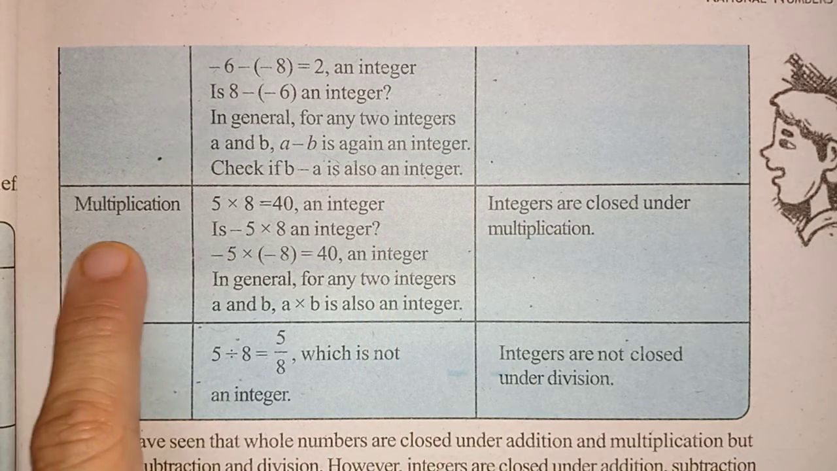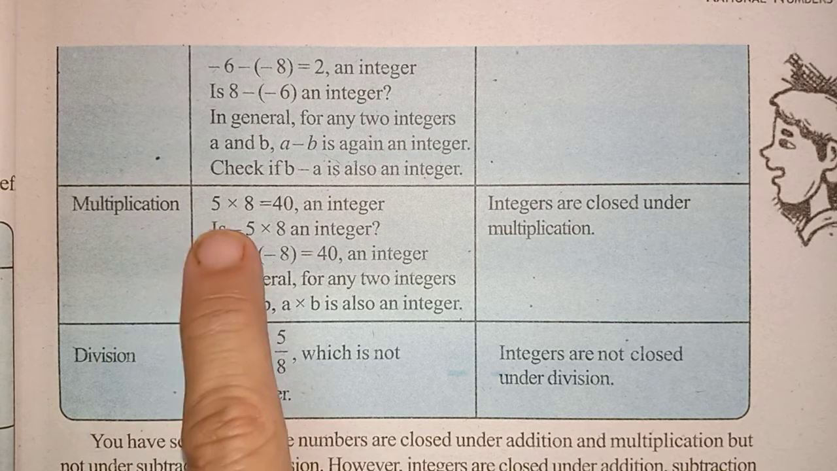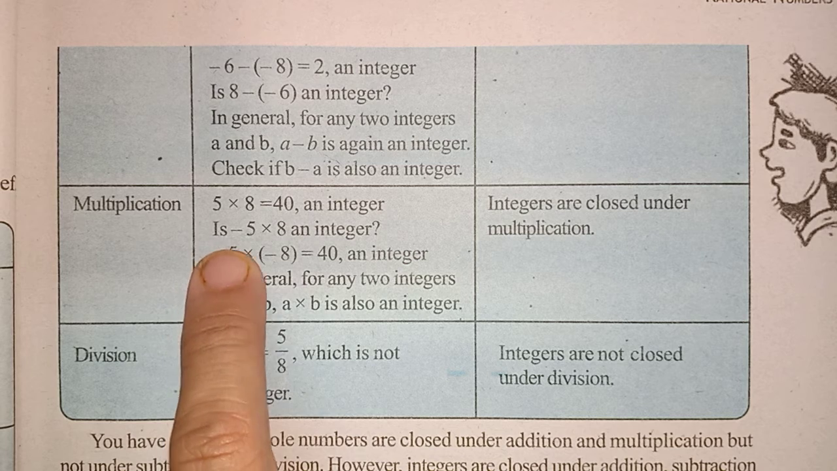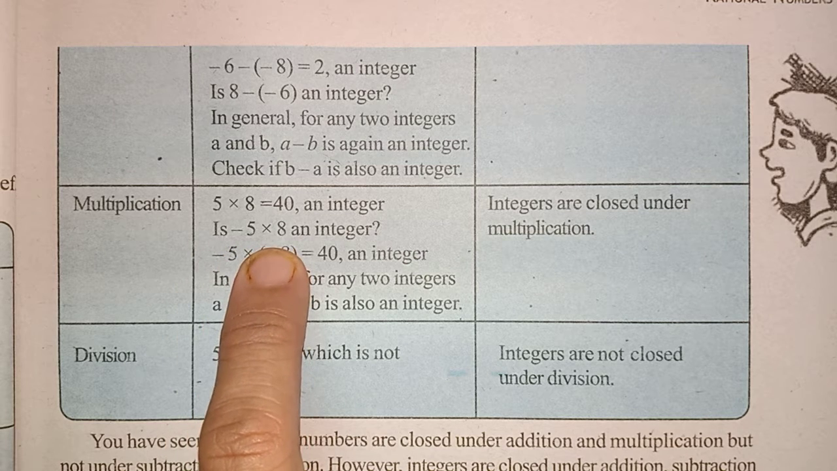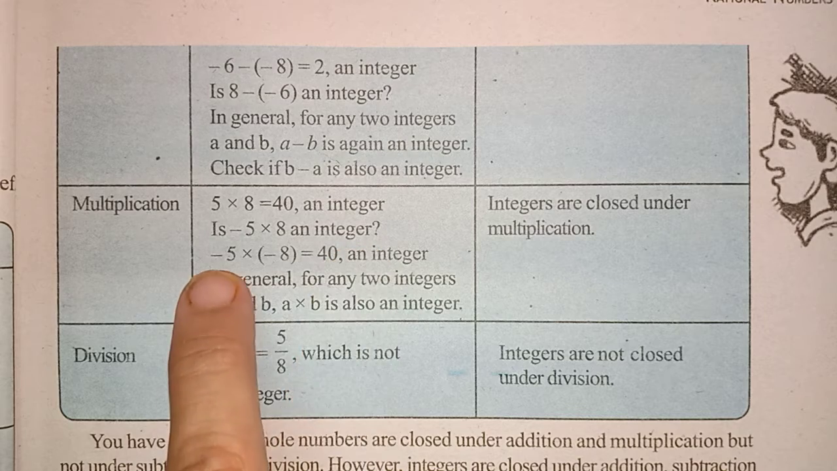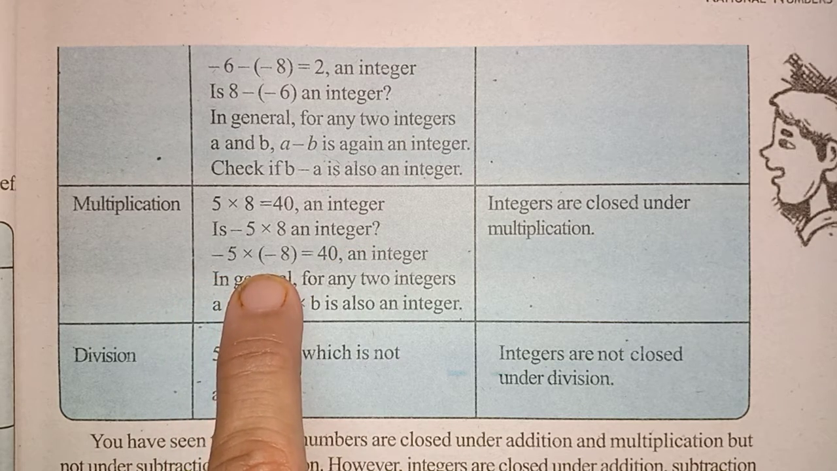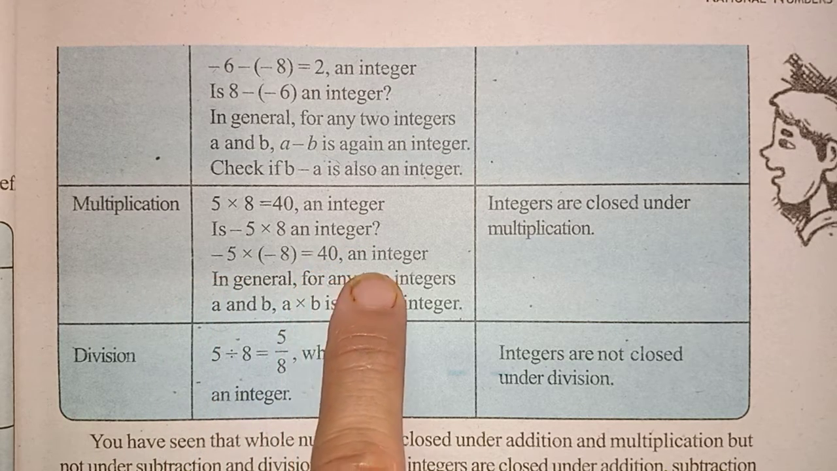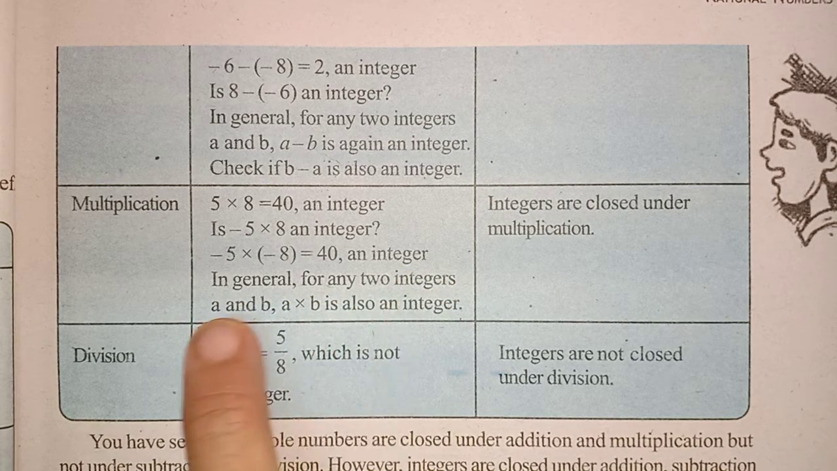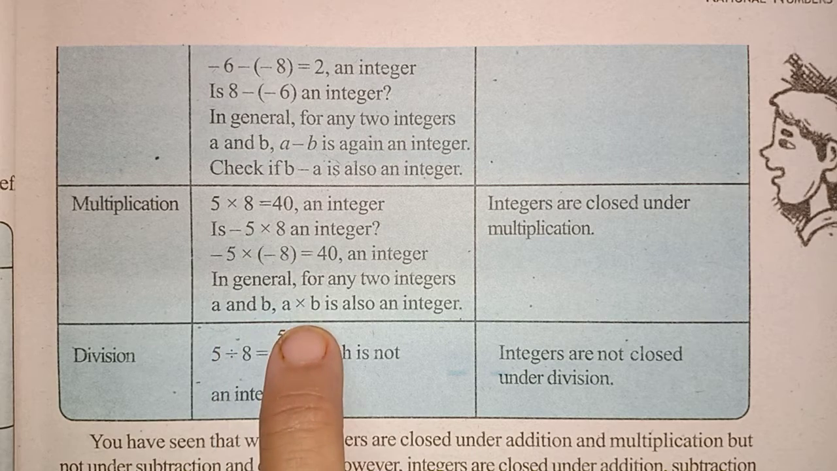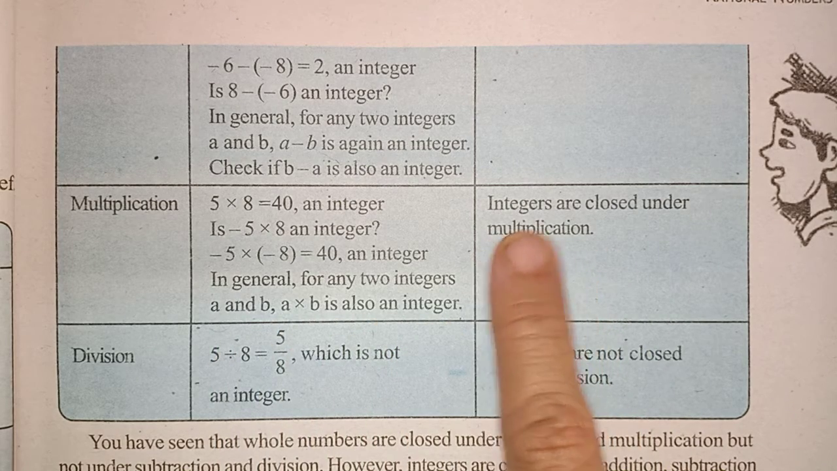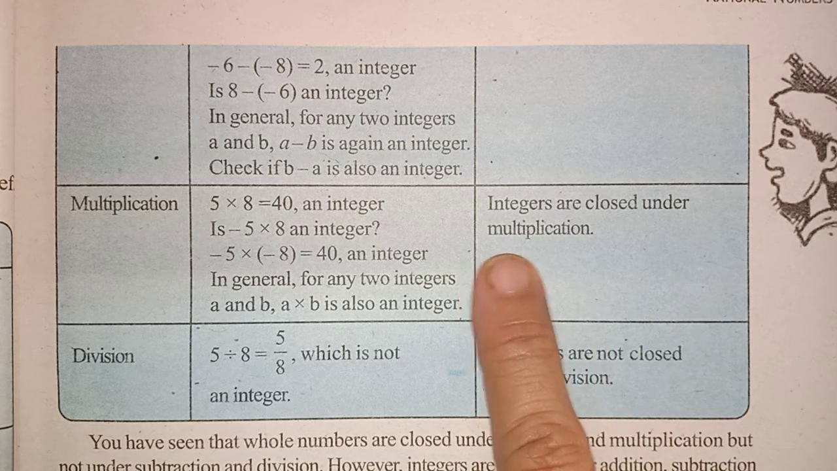Now let's see the multiplication operation. 5 into 8 gives the answer 40, which is an integer. Minus 5 into 8 gives the answer minus 40, which is also an integer, only a negative integer. Minus 5 into minus 8 we get the answer 40, which is also an integer. So in general, for any two integers a and b, a into b is also an integer. Therefore, integers are closed under multiplication.